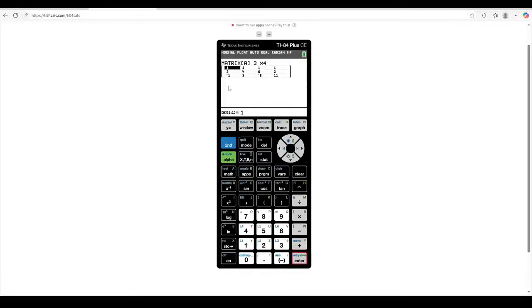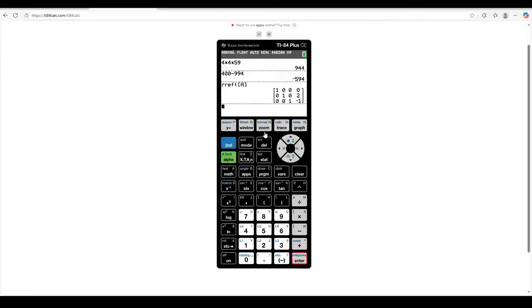So now that we have our answer in our matrix, we can press second mode to quit. We can go back into the matrix, okay? And we can go to math. When you go to math, scroll all the way down to REF, press enter, and then go back into matrix. Sorry, go back into matrix and then press enter to enter the matrix that you just found.